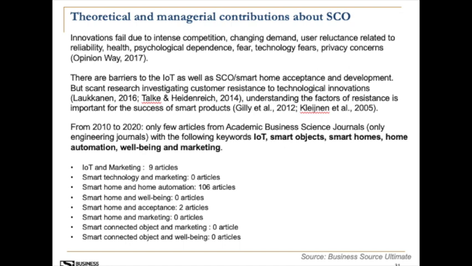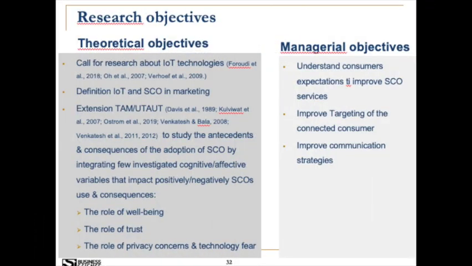to do research about smart connected objects and the Internet of Things, well-being, and consumer resistance to these technologies. Therefore, we have the following theoretical research objectives to fill in these gaps. We fill in the gap and come into a call for research about IoT technologies, and so research requires more investigations about IoT technologies and acceptance. We give a definition of IoT and smart connected objects in marketing.